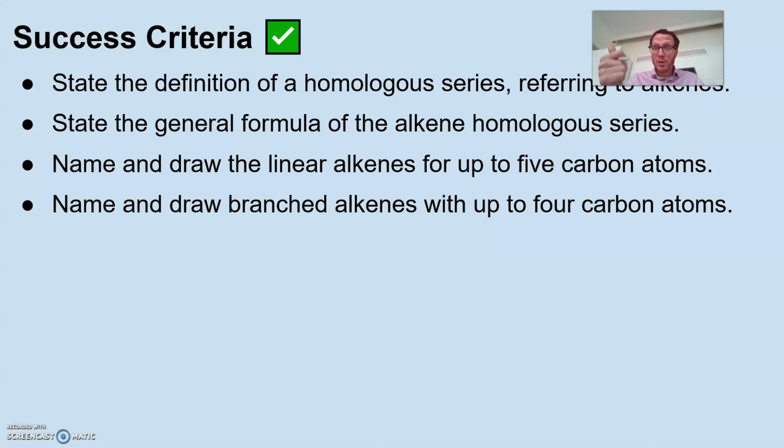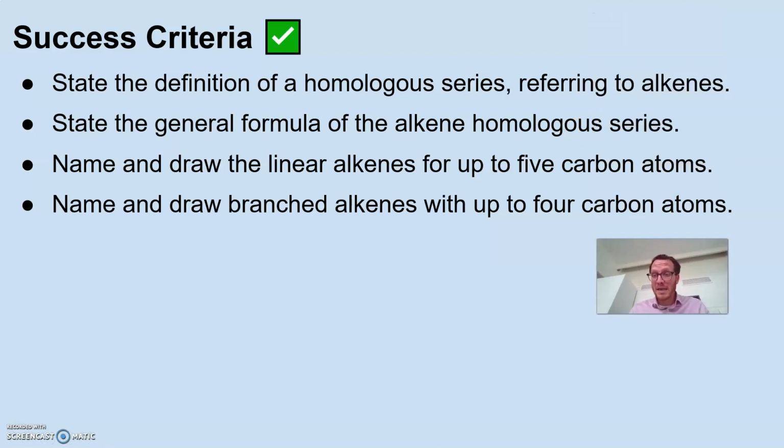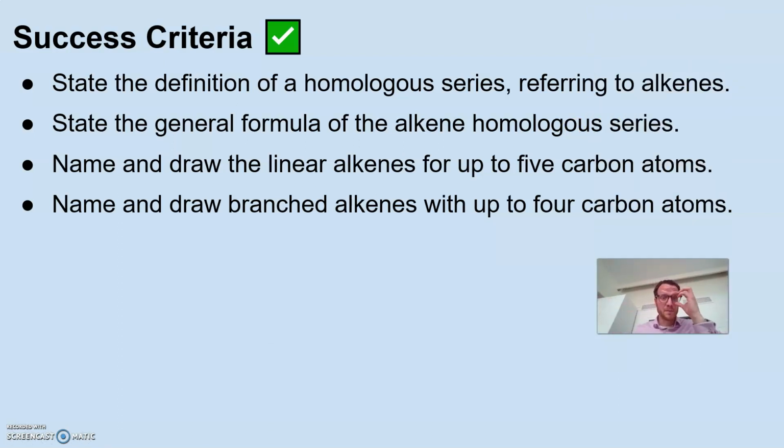Success criteria. Homologous here refers to alkenes: a double bond, unsaturated family of hydrocarbons with similar chemical and physical properties. Each member differs by a CH2. General formula, CnH2n. Name and draw the linear alkenes up to 5 carbon atoms. Ethene is our first, then propene, butene, pentene. Name and draw branched alkenes with up to 4 carbon atoms. We've got those 3 different isomers for butene, and only 1 isomer for both ethene and propene.